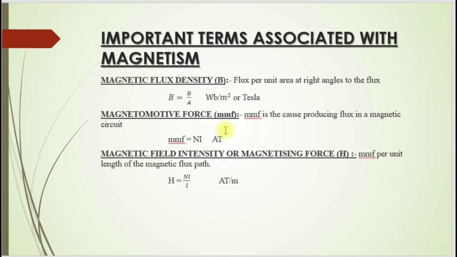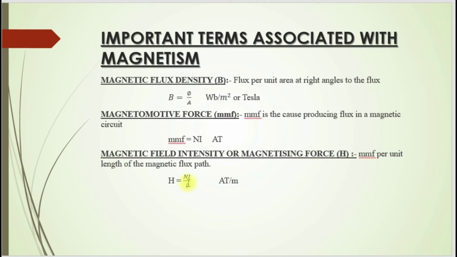MMF means it is the cause producing flux in a magnetic circuit. Then next is magnetic field intensity or magnetizing force, represented by the letter capital H. Magnetic field intensity or magnetizing force means MMF per unit length of the magnetic flux path, which is represented as MMF means Ni. Per unit length means divided by L.